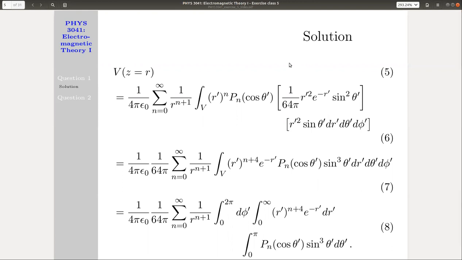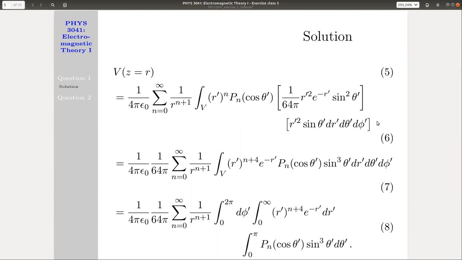You just need to substitute the charge density that I have provided into the expression and also expand the differential volume. So here is dV prime. It's just r prime squared sine theta prime dr prime dtheta prime dphi prime.